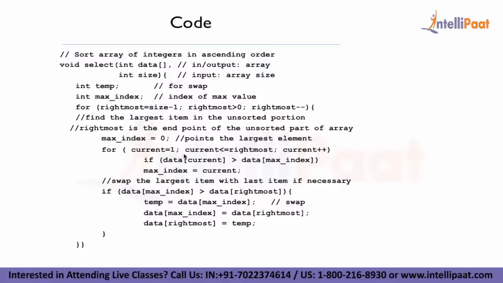Once this loop is completed, what we will be doing is swapping the value of the max index with the rightmost element. This process will keep on continuing until we exhaust the unsorted portion, which is represented by the outer portion of the array.